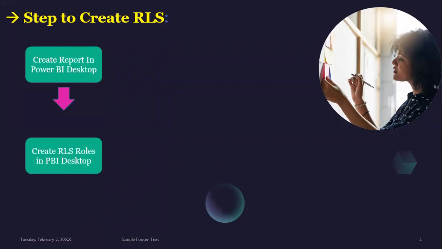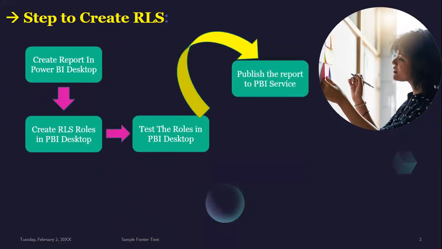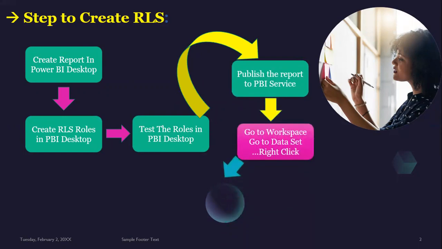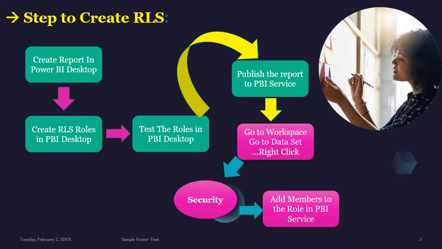The steps to create RLS are the same steps we discussed for creating RLS in the earlier video. Create the report in Power BI Desktop, create the row level roles in Power BI Desktop, and test the roles in Power BI Desktop. After that, we publish the report to the Power BI service, go to the workspace and the dataset, click the three dots, and you will get the security option. There you add the member and test the roles, using the same steps as in static row level security.